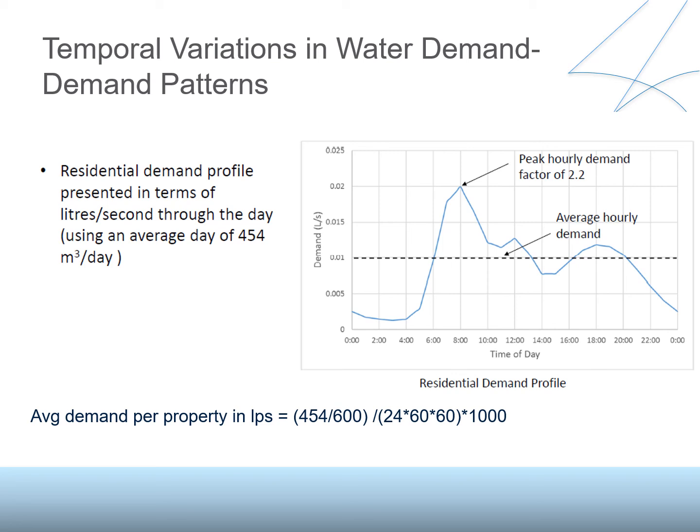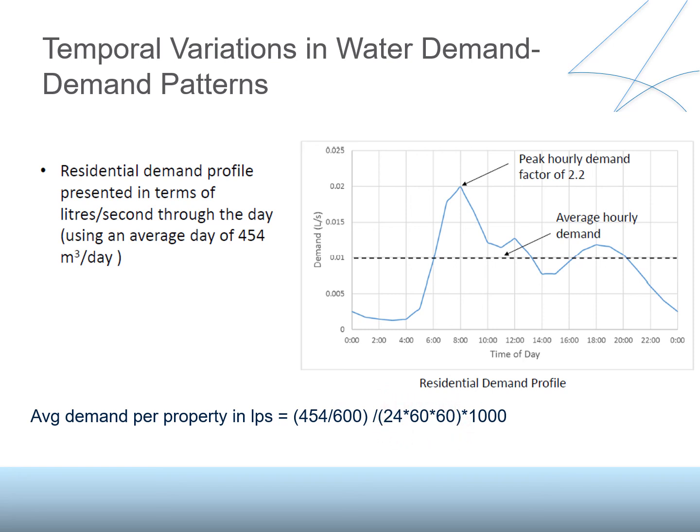the demands are given in terms of liter per second. So from the water supply system, we measure the average daily water usage, which is 454 meter cube per day. Now you convert that into per property once you know the number of properties, or per person if you know the number of persons living in that area. Here there are 600 households, 600 properties, so 454 divided by 600 gives you the amount in meter cube per day per property, and then you can convert that into liter per second.